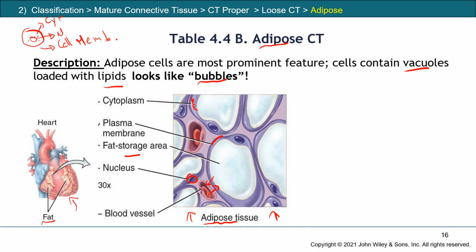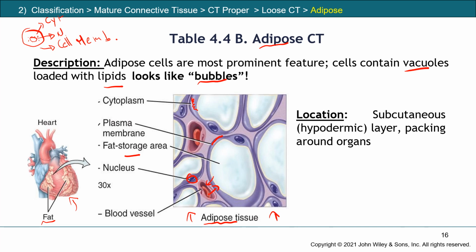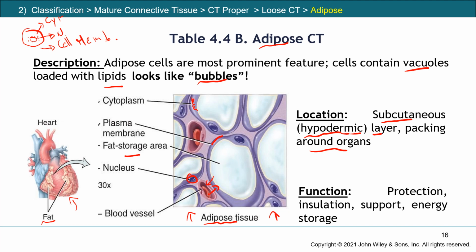In addition to that, I told you about the location: of course, you have lipids, and adipose tissue in the hypodermic layer underneath your skin, especially in some parts of your body like the belly and hips, but it's also around organs like the heart. And now functions. We talked before about this. The functions of the adipose tissue are protection and insulation, so you're going to have insulation for cold, for example, for the temperature. It will also be support and energy storage.